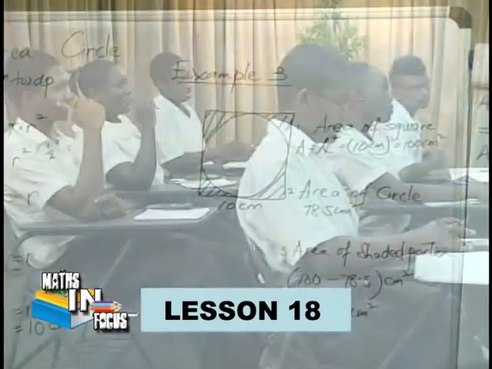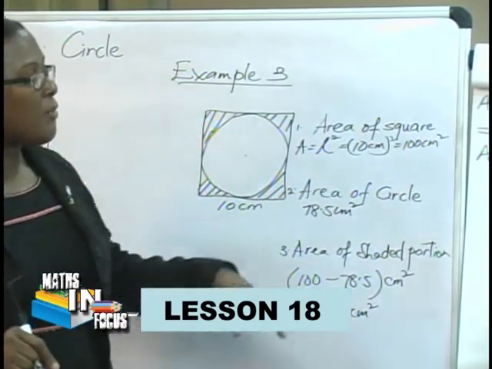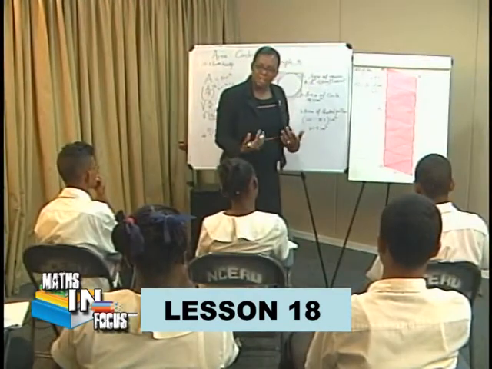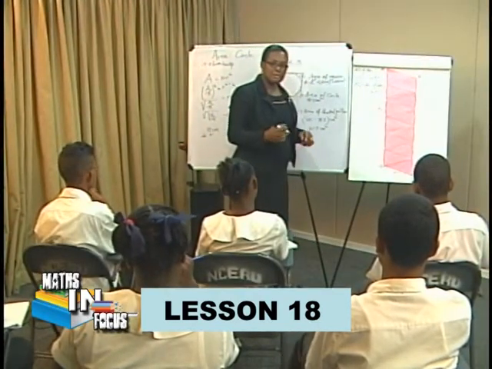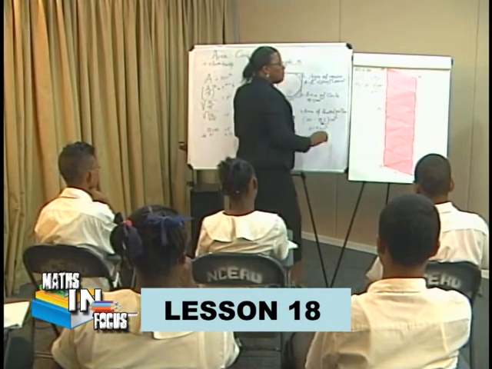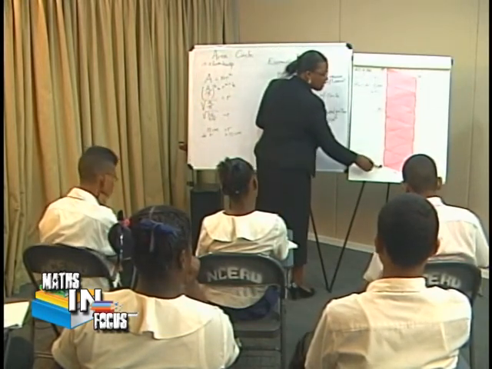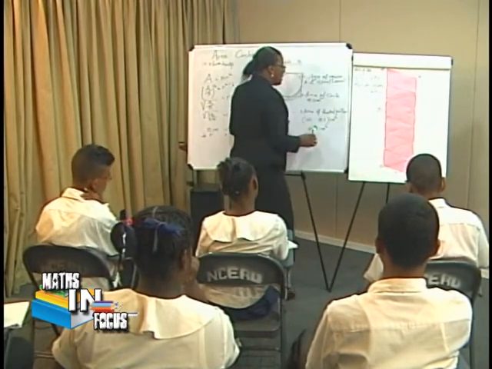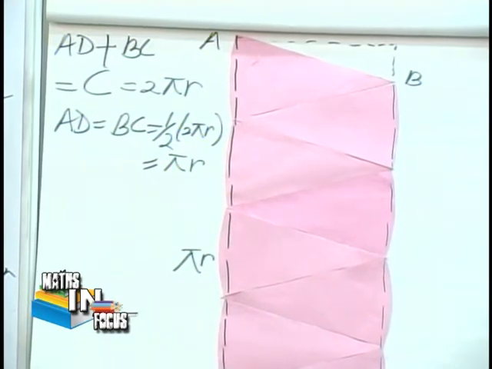Okay? So, we saw in the beginning how a rectangle has aided us in developing a formula for the area of a circle. And here we multiplied pi r, which is half the circumference, by the radius, and we came up with pi r squared. And that's the formula we use.